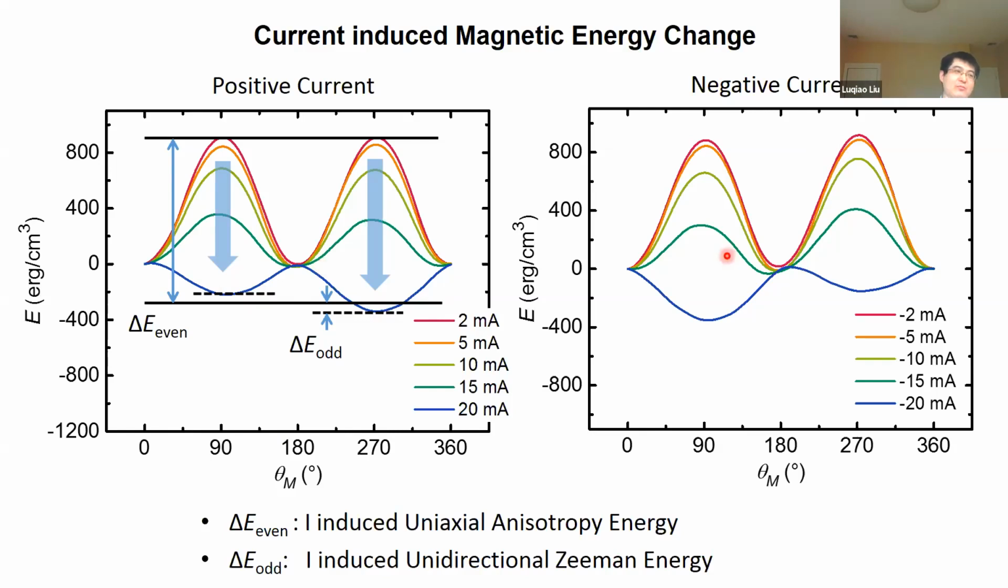Okay, so to summarize, what we found here is that the current effect can have two components. The first component reflects the fact that uniaxial anisotropy goes from positive to negative. So that is basically a current-induced uniaxial anisotropy energy change. And the other one is an asymmetry between 90 degrees and 270 degrees. This kind of symmetry reminds us about Zeeman energy, because Zeeman energy has a 180 degrees difference. So this can be described as a unidirectional Zeeman energy term. So now in the following, we will focus on those two energy terms, the even part and the odd part.